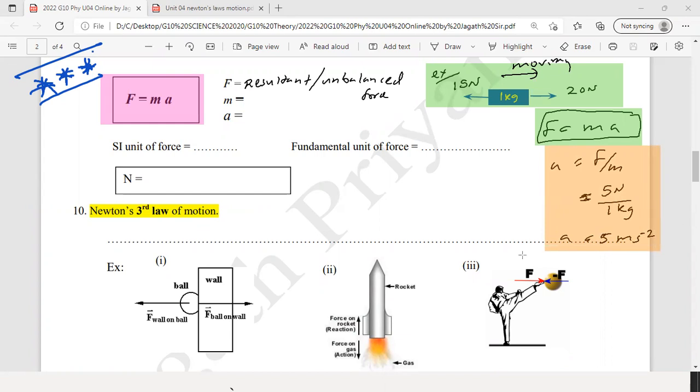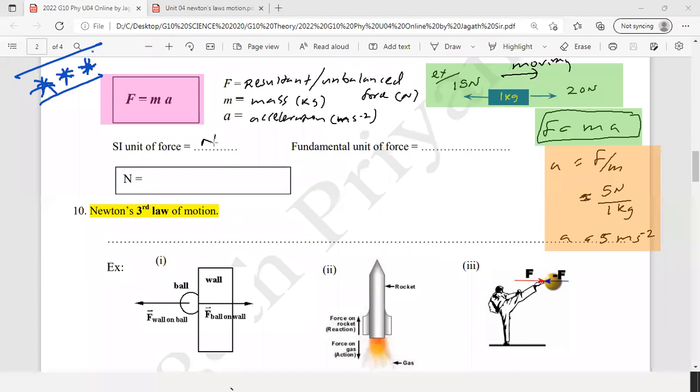Look at the screen, everyone. That's what I am going to teach next. Okay, right, everyone. Unbalanced force in Newton, mass in kilogram kg, and acceleration in ms minus 2. Acceleration unit is ms minus 2, right? So it's not centimeters per square second, it's meters per square second, right? Acceleration is ms minus 2 in SI unit. So what is the SI unit of force? Newton, capital N.